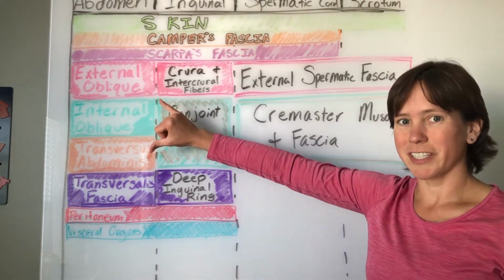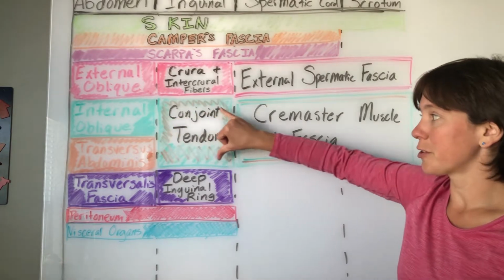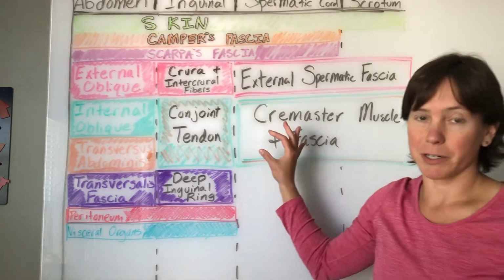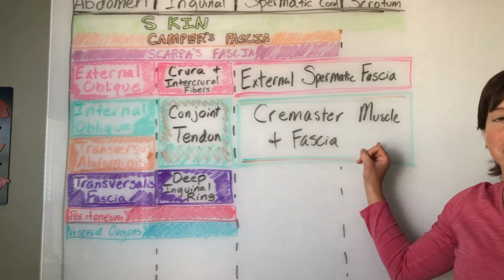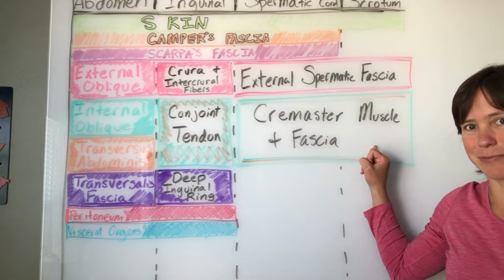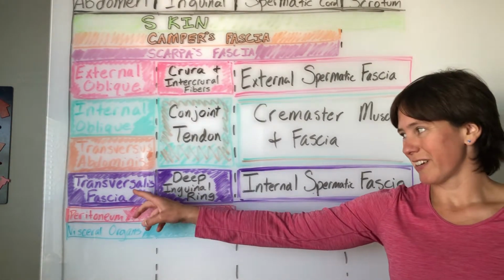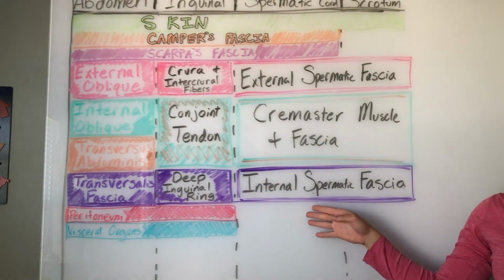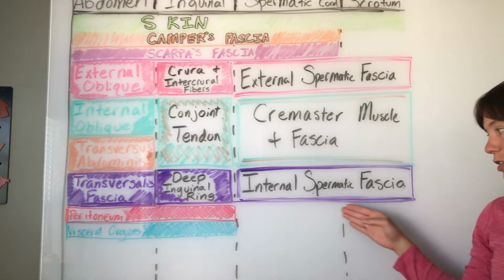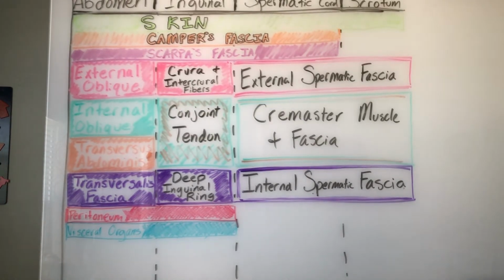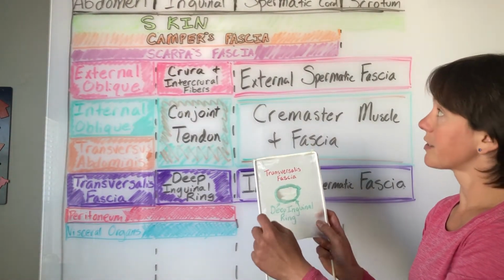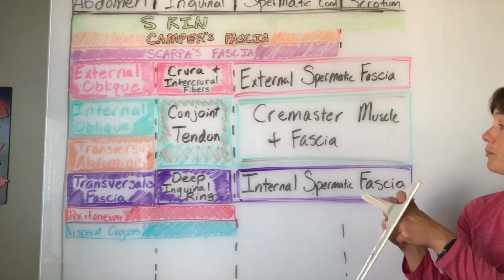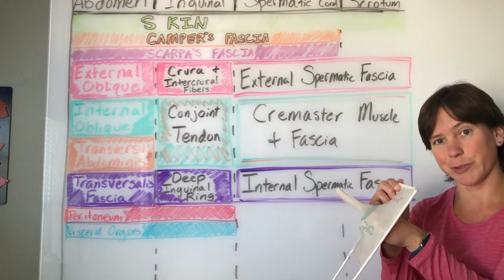So the internal oblique and transverse abdominis that then turn into the conjoint tendon in the inguinal region, and in the spermatic cord and scrotum will then turn into the cremaster muscle and fascia. Now the transversalis fascia that turned into the deep inguinal ring will now, in the spermatic cord and scrotum, become the internal spermatic fascia. So on our model, as the spermatic cord continues, this layer of fascia will be the internal spermatic fascia.